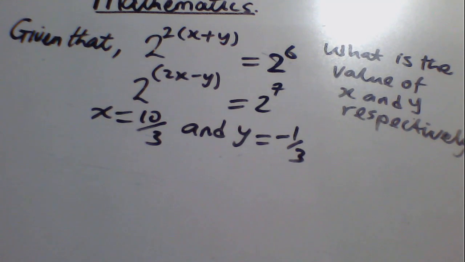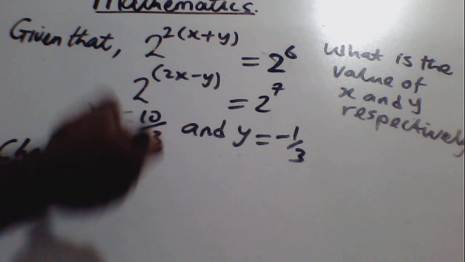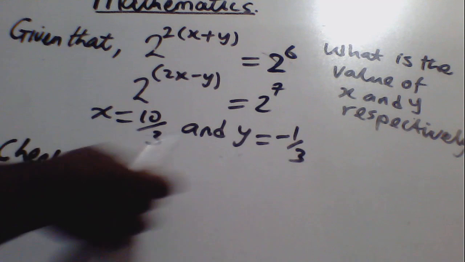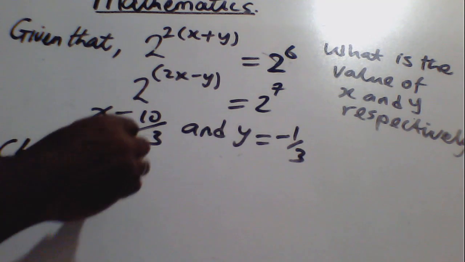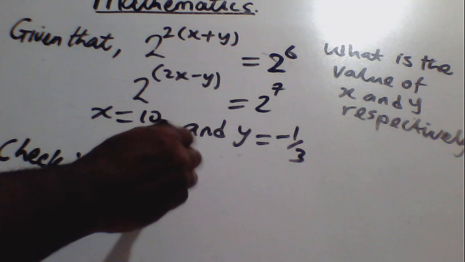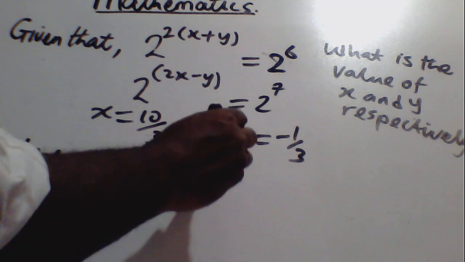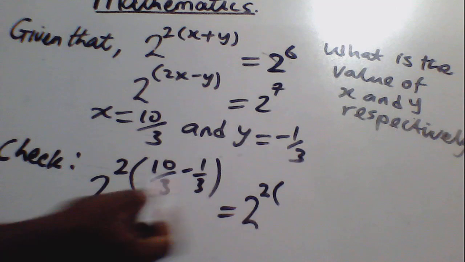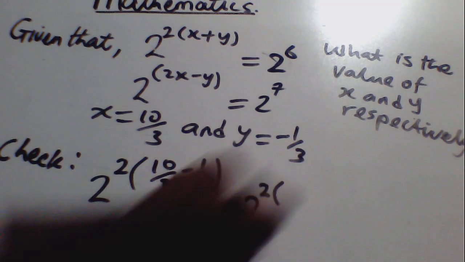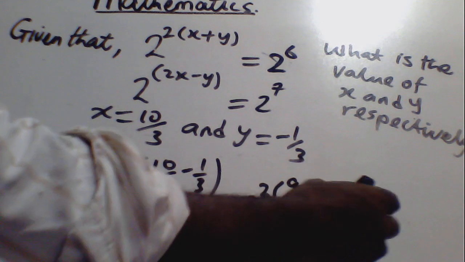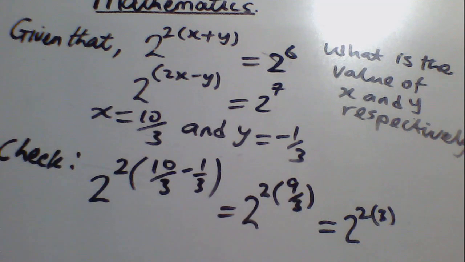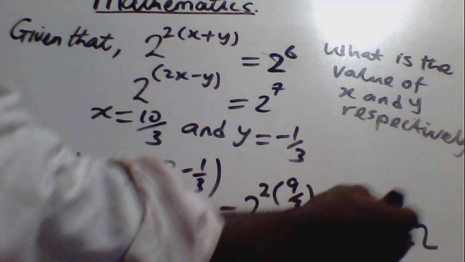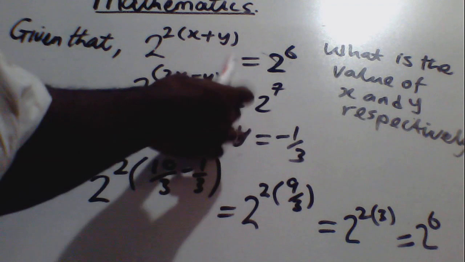So let's check our answer to make sure that this is the correct answer. Although this is what you are required to solve, it is to confirm that the answer is correct. Go to equation 1. Wherever you see x, you put this value, and wherever you see y, you put this value. We have 2 raised to the power 2 in bracket 10 over 3 minus 1 over 3. They have the same denominator, so subtract the numerators. We have 9 over 3, and this gives us 2 raised to the power 2 in bracket 3. Multiplying, you have 2 raised to the power 2 times 3, which gives us 6. So it is equal to the first one.